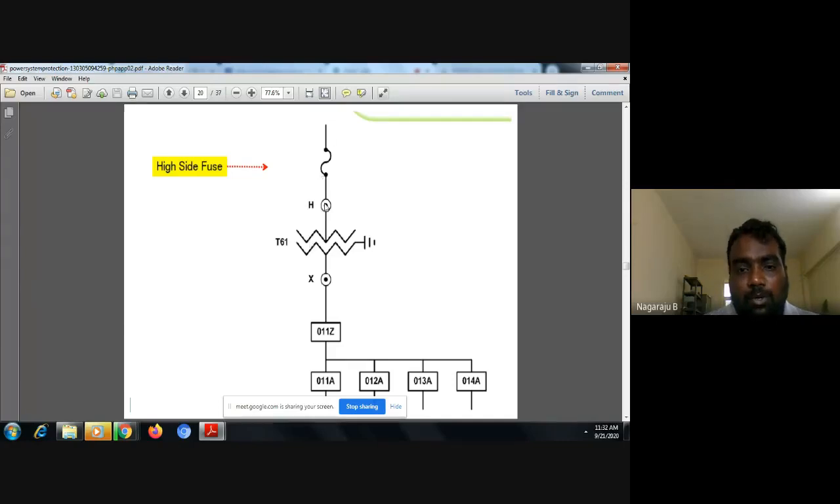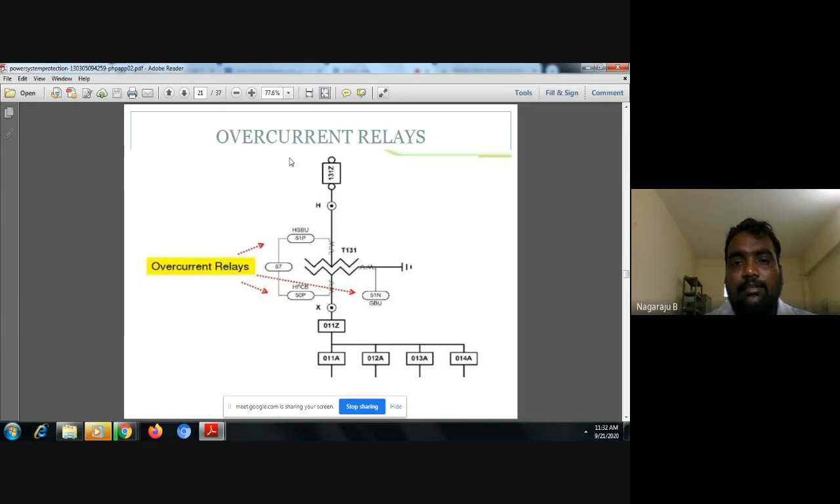The whole transformer is connected to a fuse. Before the fuse, you have a circuit breaker here, and overcurrent relays are there. You can protect a transformer with overcurrent relays also. Here you can use the overcurrent relay, one, two, three. And here you have your fuse.